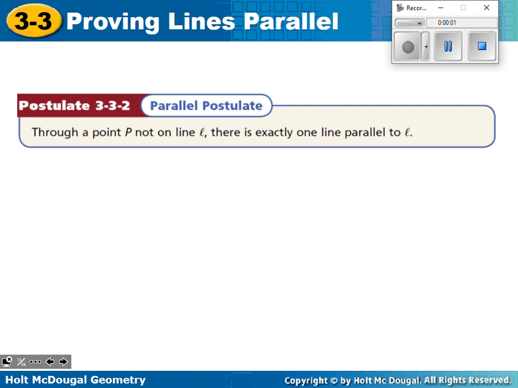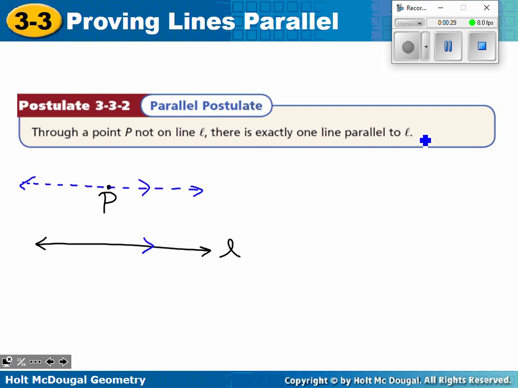Postulate. Basically, what the parallel postulate says is through any point P not on line L, there is exactly one line parallel to L. Think about that. Would you agree that if we were going to draw a line through point P, it's not on line L, that there would only be one possible line that we could draw that would be parallel to line L?